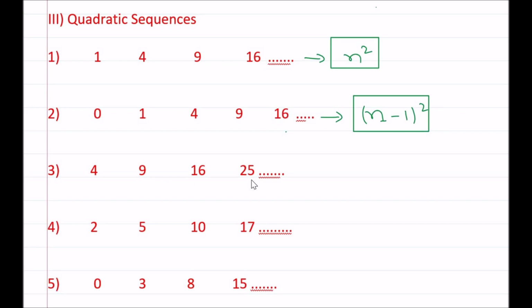Now 4, 9, 16, 25. So starting from the next number, not from the first, from the second number. That means second term, so n plus 1 square. In the same way, sometimes you can get n minus 2 whole square, sometimes you may get n plus 3 square. So you can compare with the original square numbers and you will get these answers easily.